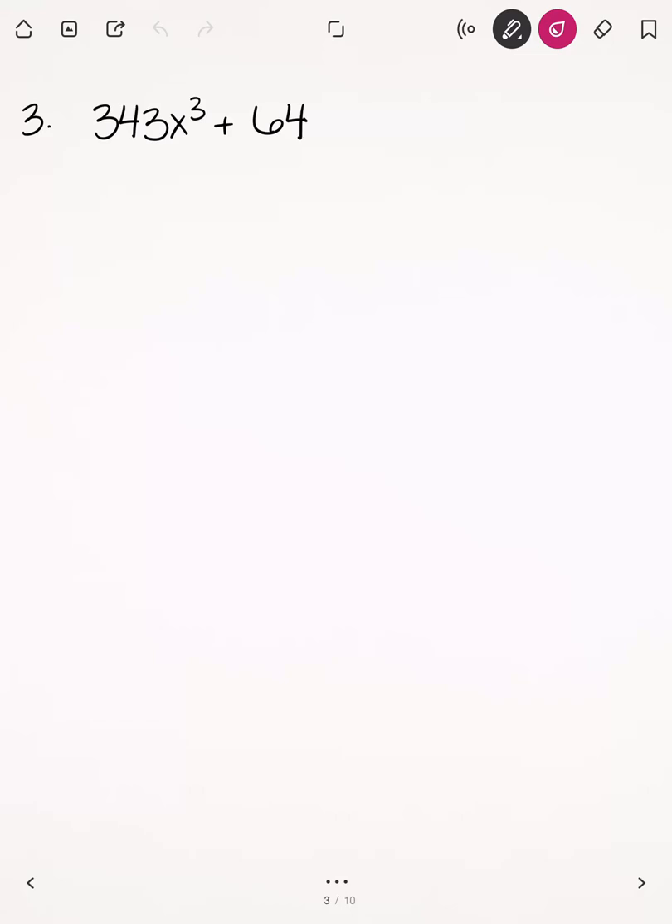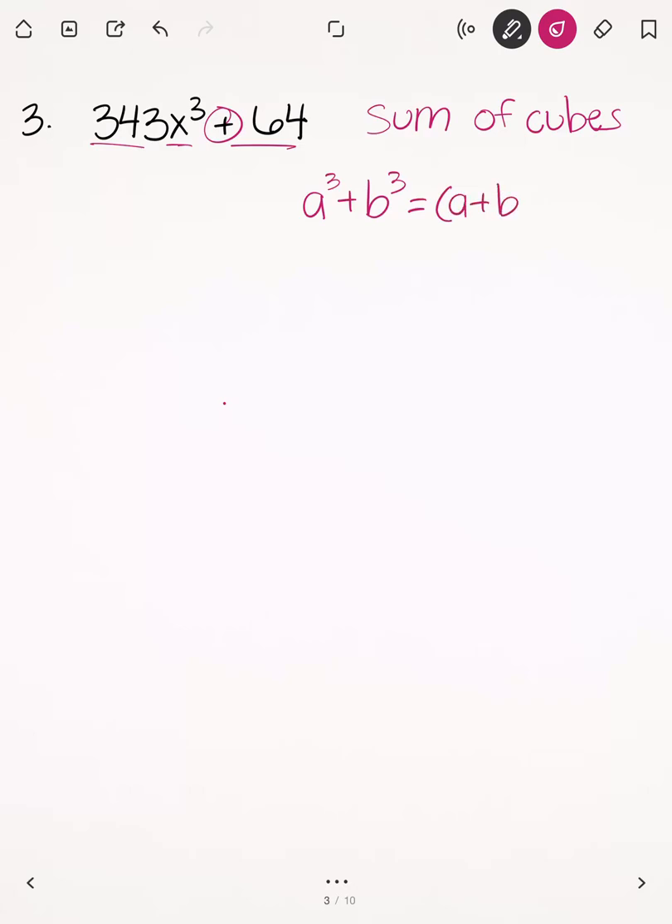Looking at the next one, I notice now that I have a cube. I know 64 is a perfect cube. And if I check, 7 times 7 times 7 gives me 343. So that is also a perfect cube. So because of the plus sign, this is a sum of cubes. With cubes, we have a pattern. If we have something cubed, like this, our pattern is a plus b times a squared minus ab plus b squared.